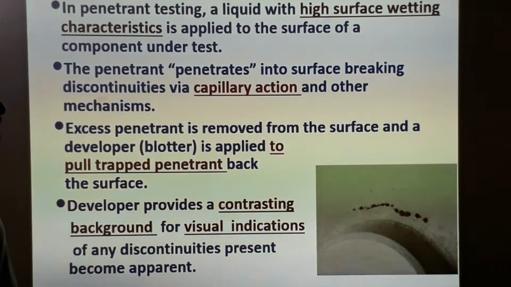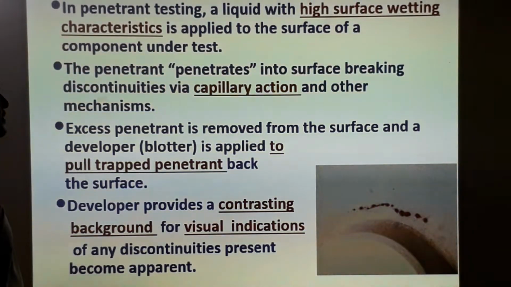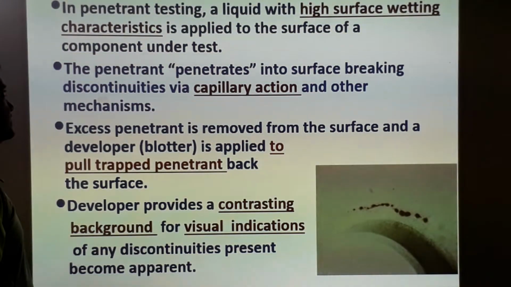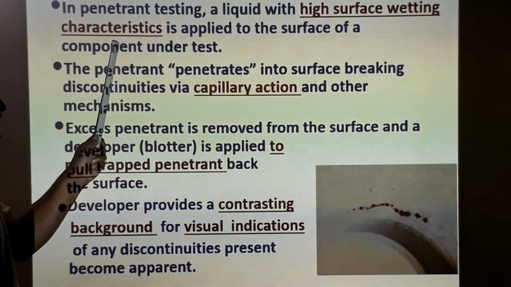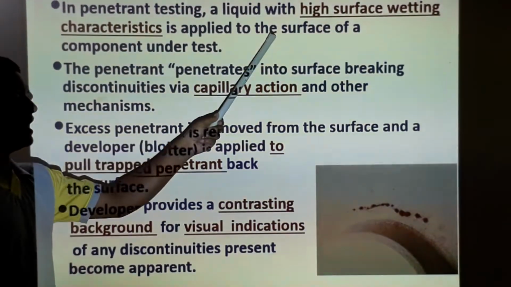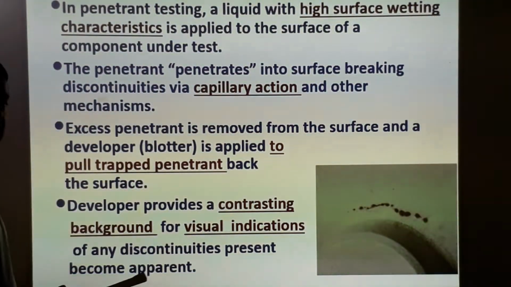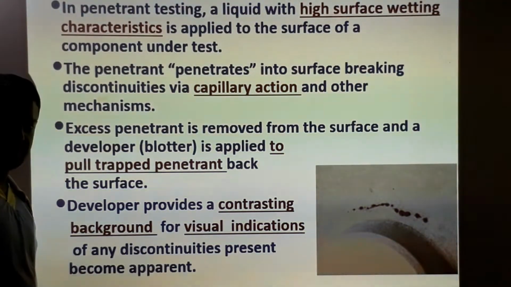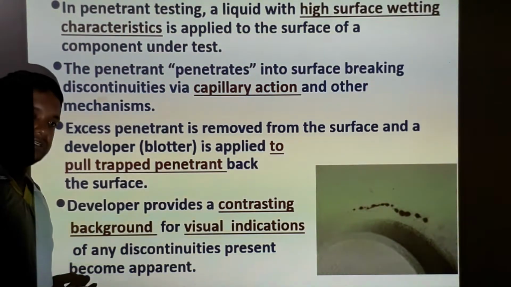Now, the main principles of penetrant testing I have highlighted with red letters. The first principle of penetrant testing says that in penetrant testing, a liquid with high surface wetting characteristics is used. What is the meaning of high surface wetting characteristics? I will discuss in the next slides. The second principle that we need to remember is capillary action. What is capillary action and how does it take place in penetrant testing? That we will also discuss in the next slides.